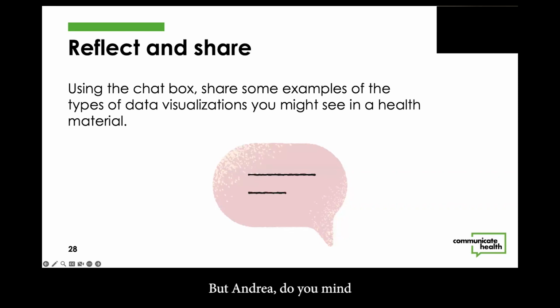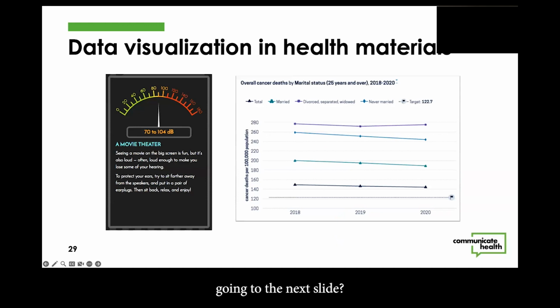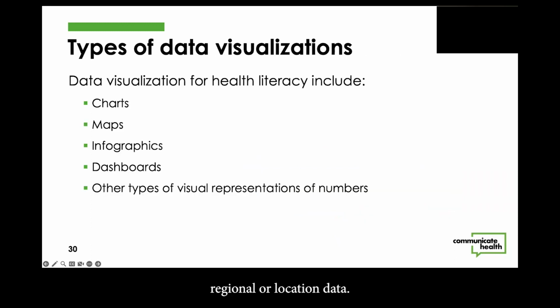But Andrea, do you mind going to the next slide? Oh, actually, that's not what I have as the next slide, but that's okay. Just keep this one up. So other types of data visualization include things like charts, maps, infographics, dashboards. So maps are great for showing regional or location data. There it is. Thank you.